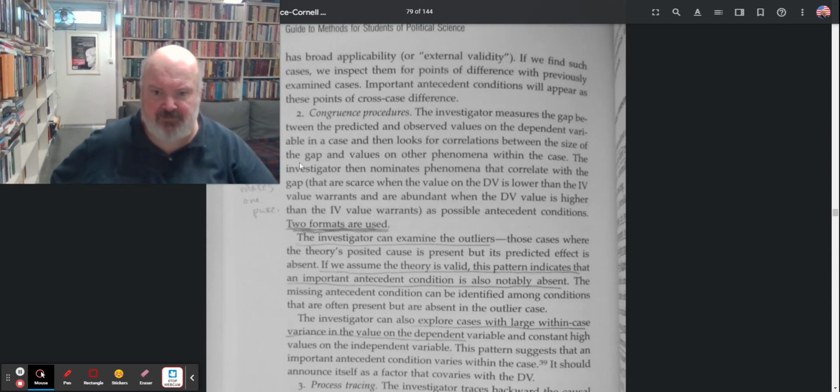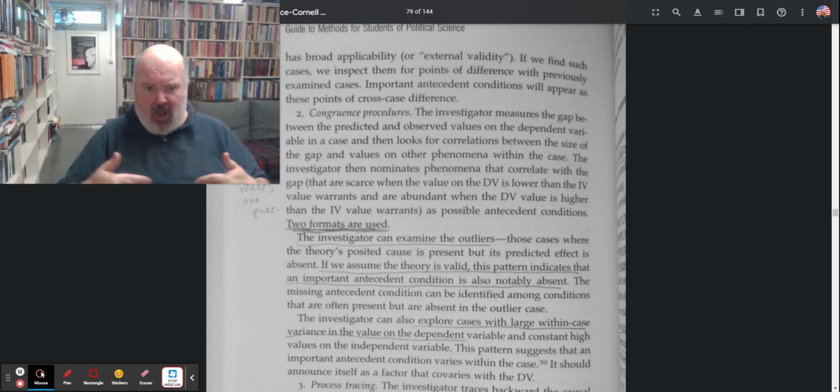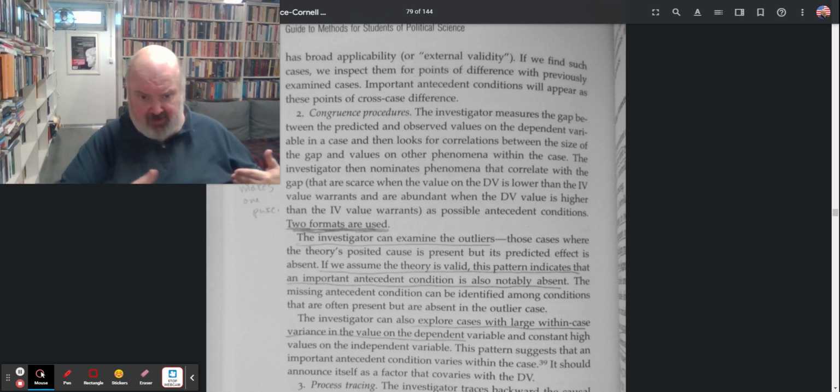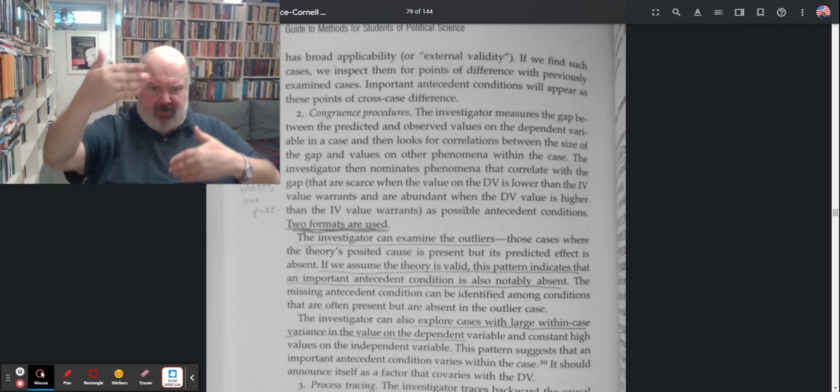Now, congruence procedures. In congruence procedures, the investigator measures the gap between the predicted and observed values on the dependent variable, and in a case, then looks for correlations between the size of the gaps and the values on other phenomena within the case. So therefore, how big are the gaps, and the values on other phenomena in this case? We investigate the gap between the predicted and observed values on the dependent variable, right? The predicted value and what is the gap between it?